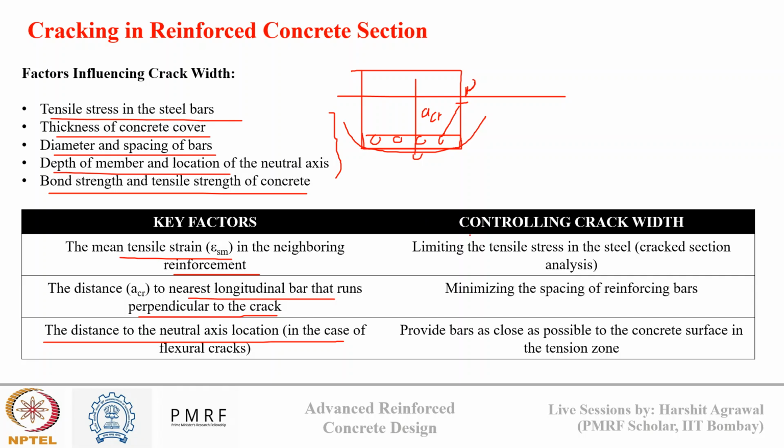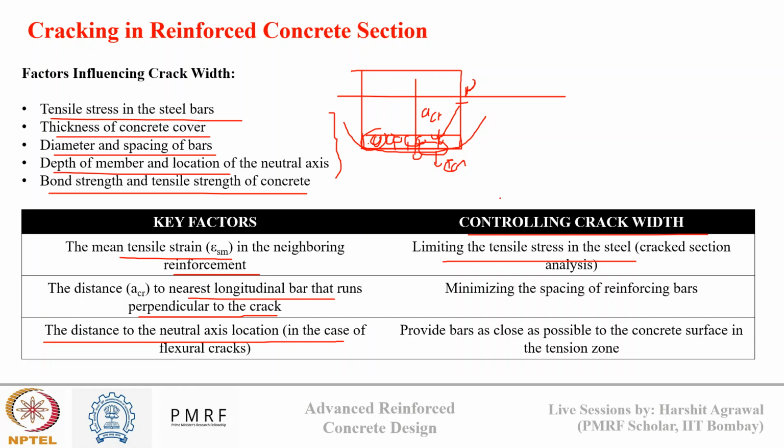And how can we control crack width? By limiting the tensile stress in steel. If the stress in steel is low, the strain in steel will be low, so the cracking will be lower in concrete. By minimizing the spacing between the reinforcement, so if we keep the reinforcement close to each other, then we can minimize the cracking. Or by providing bars as close as possible to the concrete surface. Why? Because we don't consider concrete's tension capacity. The capacity of concrete to take tension load is very low. So if we keep the steel reinforcement very close to the concrete surface, we can arrest the cracks very close to the surface, so cracks won't propagate deep until they reach the steel surface.